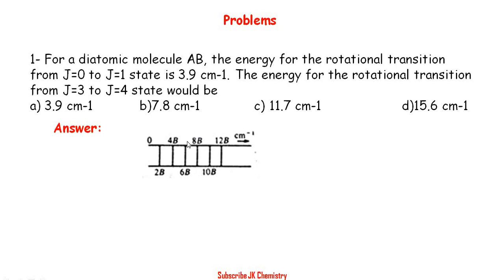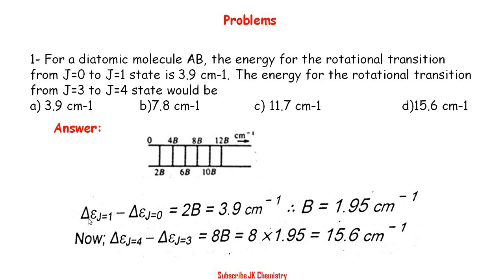So clearly the energy for J is equal to 3 to J is equal to 4 is 8B. You want to calculate B, but what is given is that 3.9 corresponds to J is equal to 0 to 1, the first transition. So the energy is 2B. So 2B is given as 3.9. From that you get B is equal to 1.95 centimeter inverse. Clearly you can calculate 8B, that is 8 into 1.95, which is equal to 15.6 centimeter inverse. Very simple question, but you have to know the concept. So your option is D.